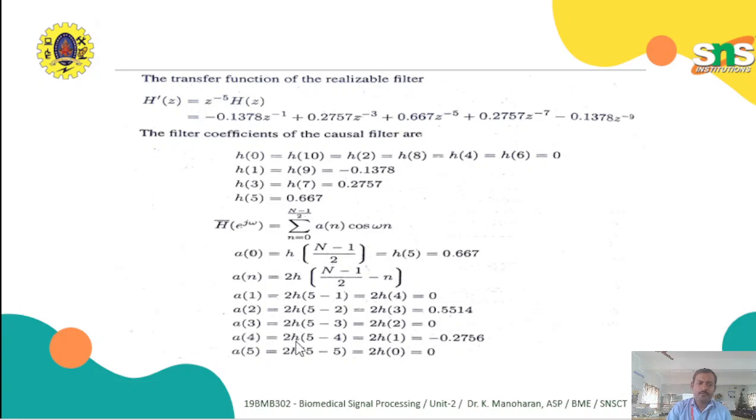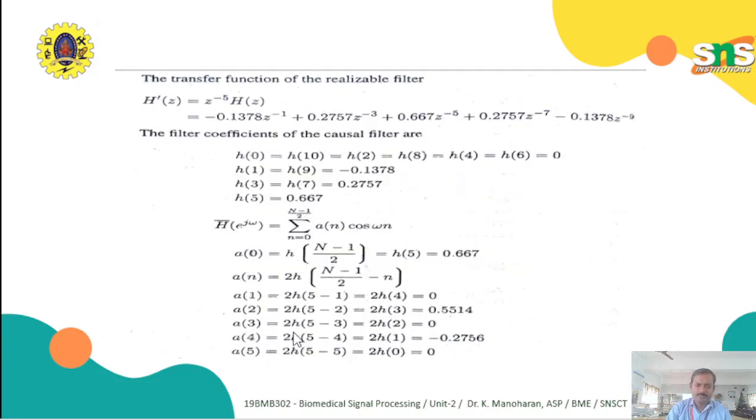And then a of 4, 2 into h of 5 minus 4. And then a of 5, 2 into h of 5 minus 5. This is h of 0. So I am substituting this, I am finding this value. I am rewriting this h bar of e power j omega by substituting these a of 0, 1, 2, 3, 4, 5 values.